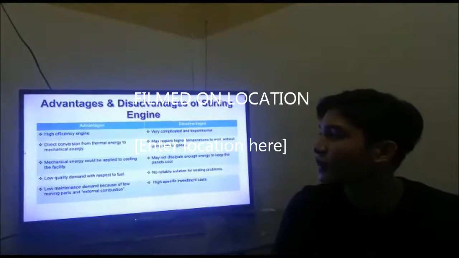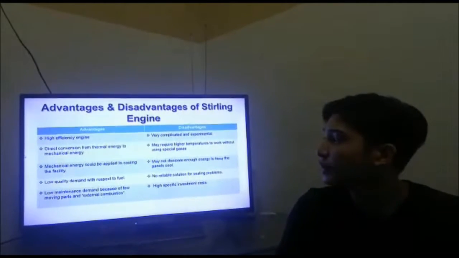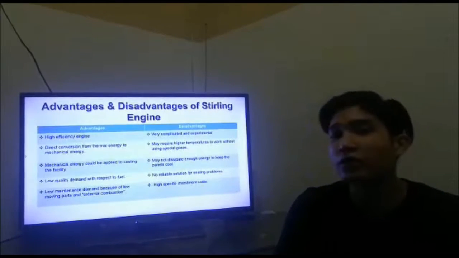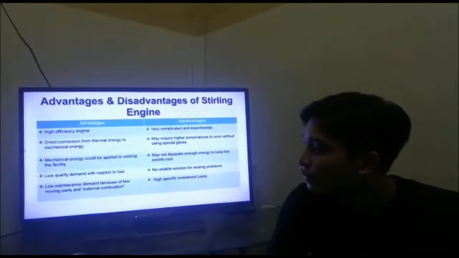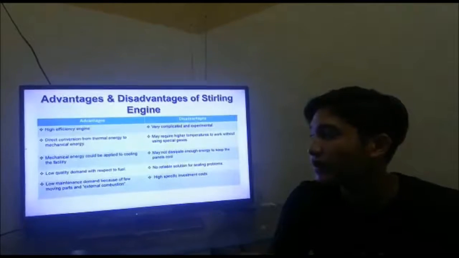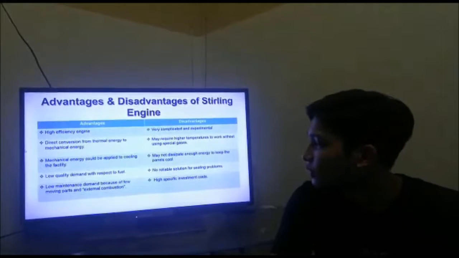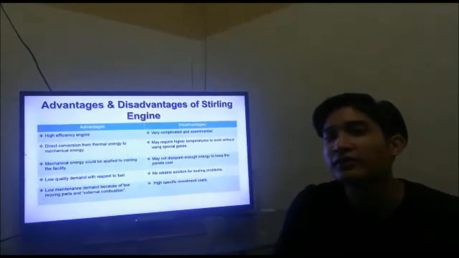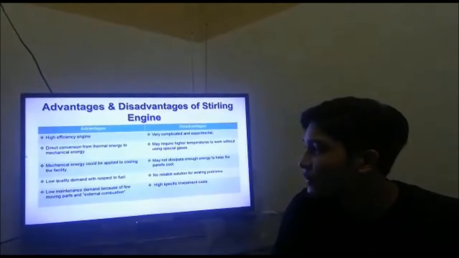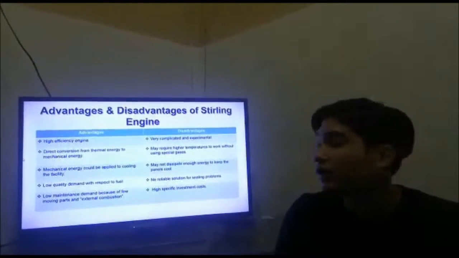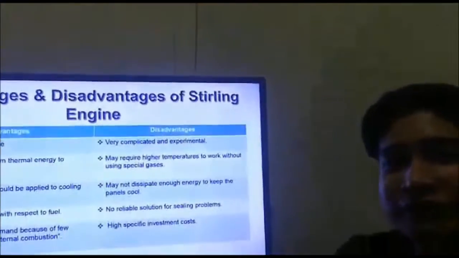The third advantage of the Stirling engine is that the mechanical energy could be applied to cooling the facility. It may dissipate energy to keep the panel cool. The fourth advantage is that it only requires low quality demand with respect to fuel. But there is no reliable solution for the Stirling problem. And the last advantage is low maintenance demand because of few moving parts and external combustion. But the disadvantage is that it has a high specific investment cost. That's all for me. Thank you very much.